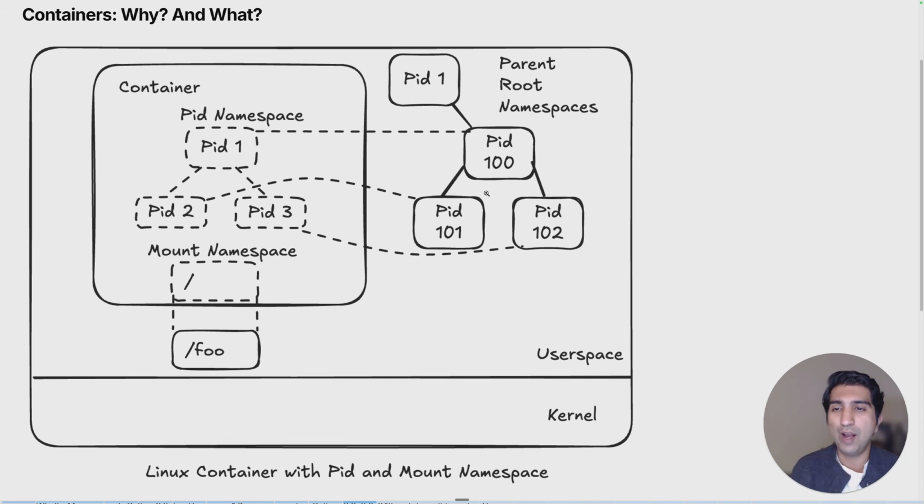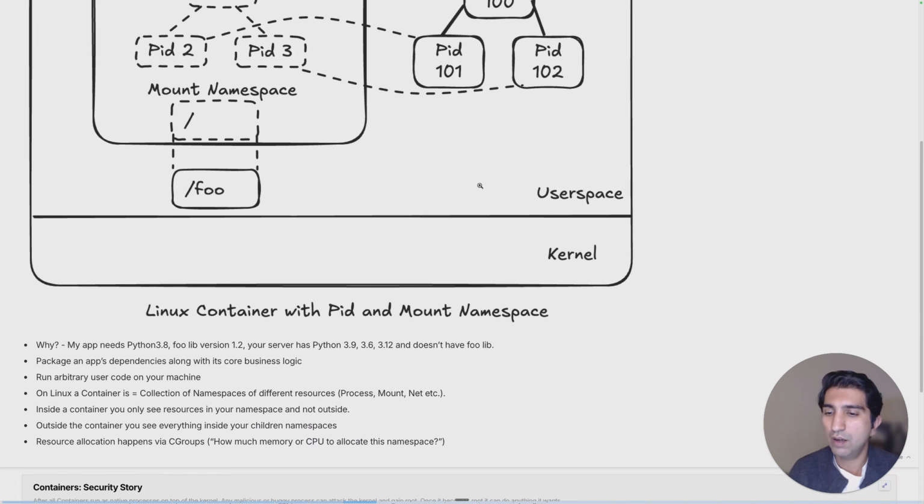So this is one way of telling processes running in the container that you have your own controllable resources, and it's a little bit of a false boundary, so to speak. Like I said, outside the container, you can see everything inside your child's namespace, but it doesn't work the opposite way.